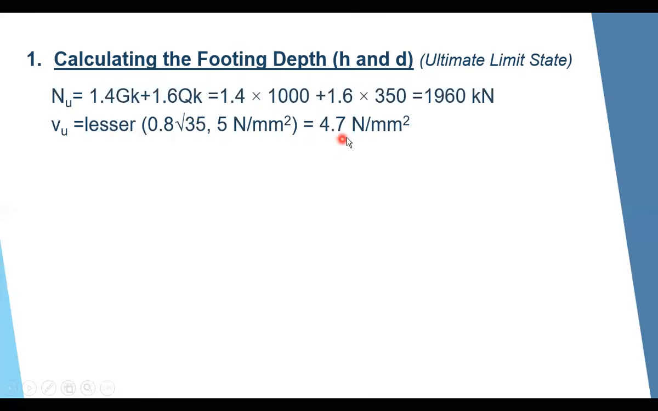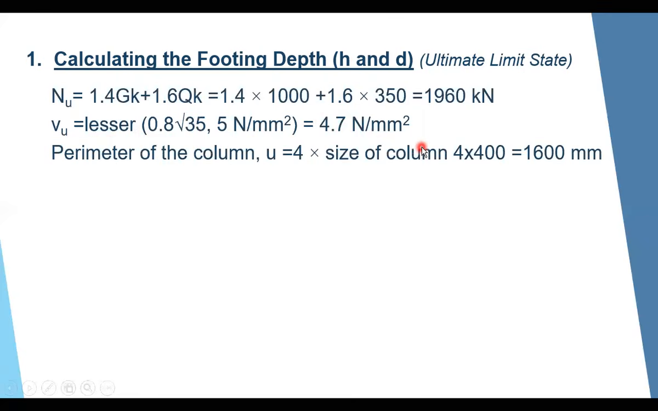It will give us a value of 4.7 Newton per millimeter square. Why do we need this one? It will be a guide for us to get the D, and from the D we can get the H. So the idea that I explained in the previous video is that we will assume the shear stress at the surface of the column will be half of this value. It will be V ultimate divided by 2. This is why we got V ultimate first, and then we'll divide it by 2.